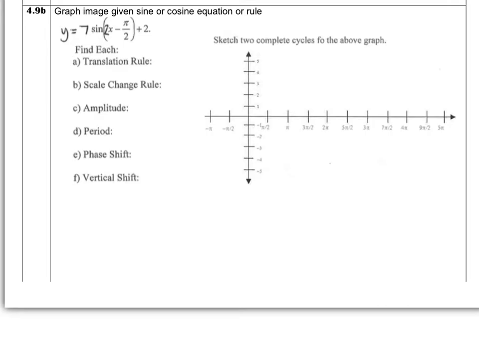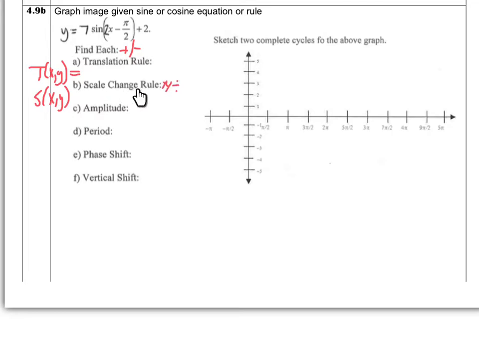So let's first break down the translation rule and the scale change rule. Those two rules will help us come up with these 4 vocab. So the first thing I need to do, when I look at this equation, is find the translation and the scale change rules. The translation rule is going to say what's happening to the x and the y. Again, translation means the add or subtract. The scale change rule is what happens to x or y, and again, that's going to be our multiplying or our dividing.